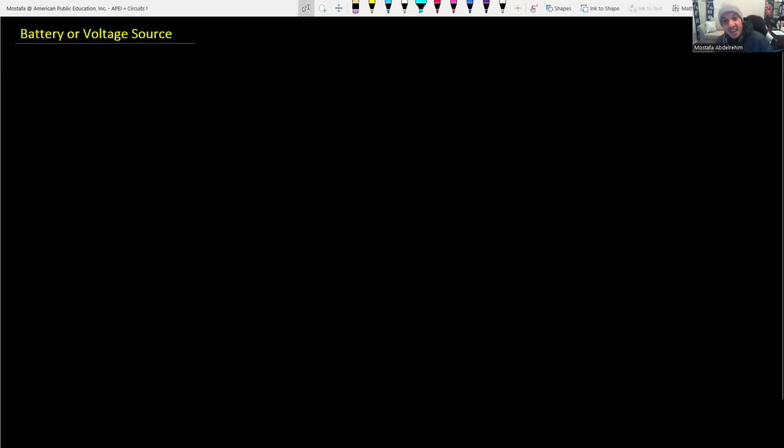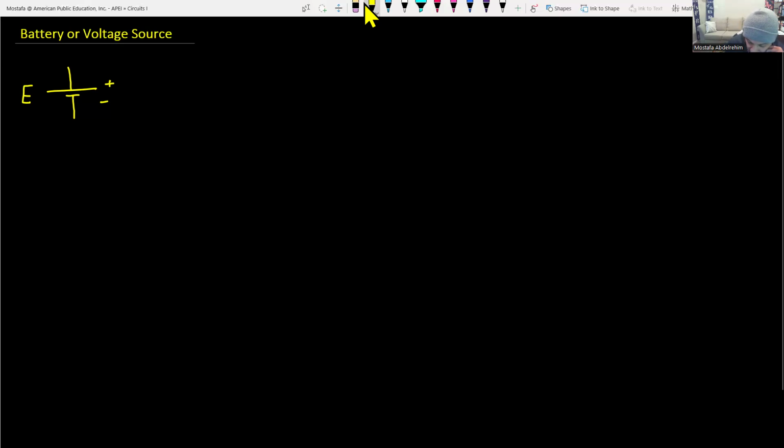So a battery or a voltage source has many symbols in circuits, but maybe the most famous ones are these. You can draw it like that, a long line and a short line. The long one is for the positive terminal and the short one is for the negative terminal. And usually we give it the symbol E. Whatever, you can change the symbol, it's okay. You can call it V, but usually they give it E. So as we see here, a battery has two terminals.